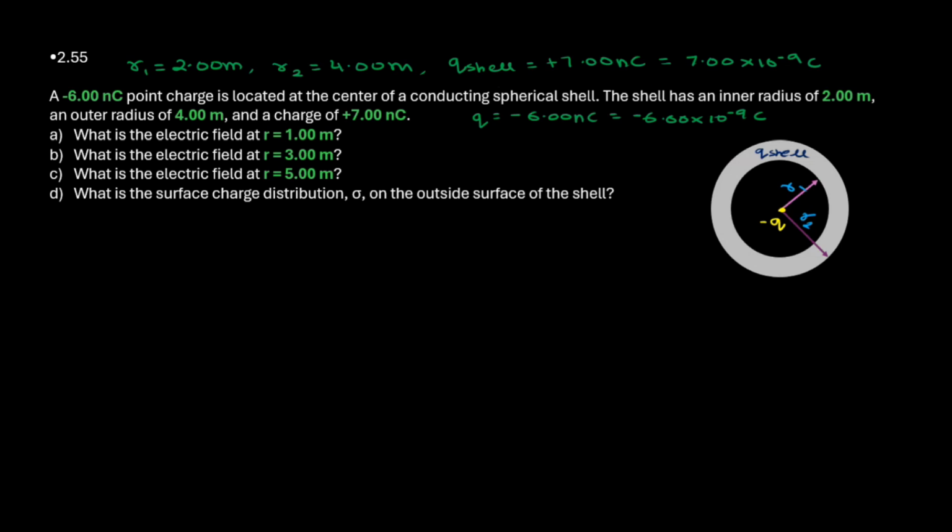In part A of the question, we need to find what is the electric field at r equal 1 meter. So we need to find the electric field at this point, a distance r from the center. Since we are going to use Gauss's law to solve this problem, we will first construct a Gaussian surface passing through the point a distance r from the center. So here we construct a spherical Gaussian surface, and I'm going to find the electric field at this point because of the whole system.